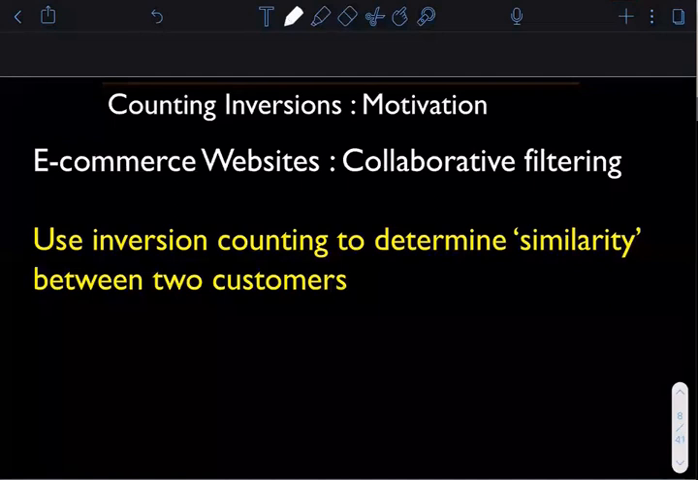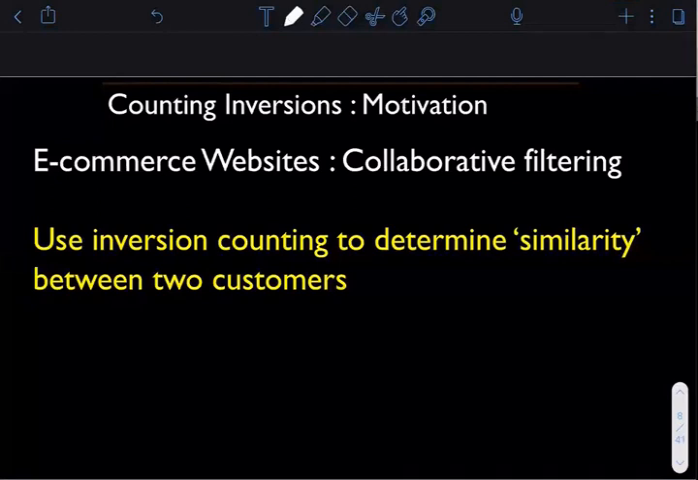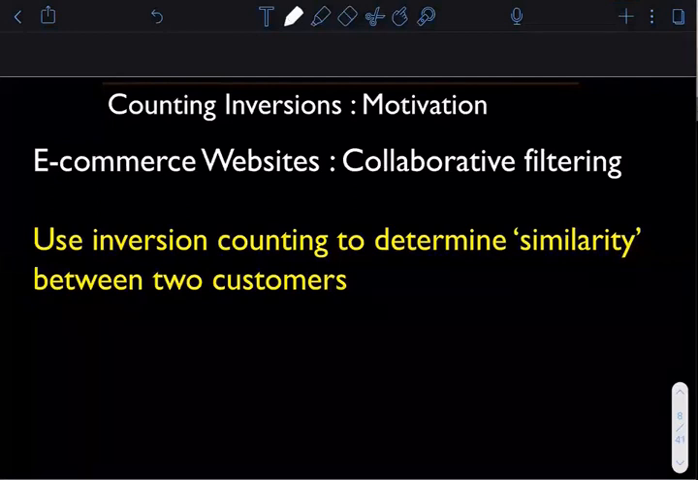Suppose there are two customers on an e-commerce website, and they have been asked to rate a bunch of products. Both of them rate the products, and this gives rise to two different arrays. Now you can count the number of inversions between these two arrays. That will tell you in how many cases these two people have rated some products in the reverse order. This we can use as a similarity measure between the two customers.